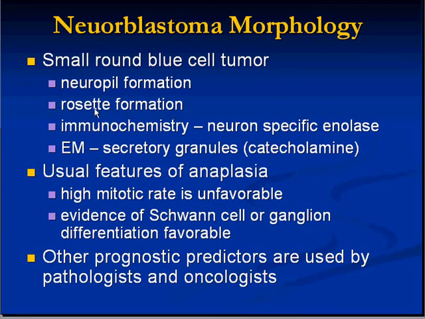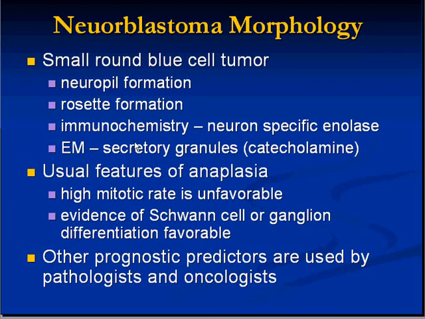I can't think of any other disease or any other tumor in which the term rosette is applied except for a neuroblastoma. It's like a whole bunch of nuclei sitting around a central area of neuropil, or what might look to you just like cytoplasm.